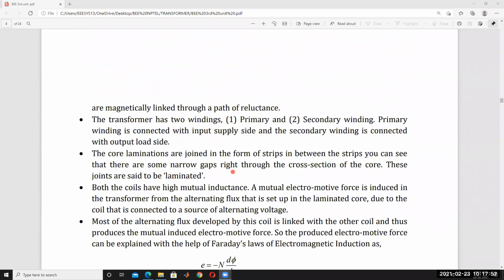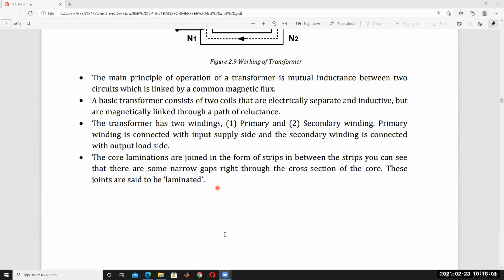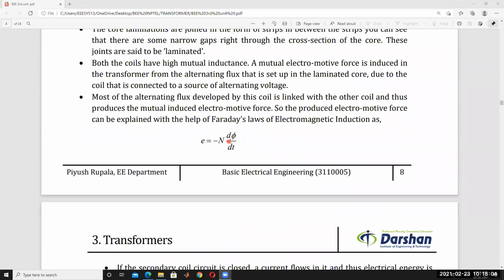Here phi is the flux linking the primary and secondary, and N is the number of turns. The minus sign is according to Lenz's law: the effect opposes the cause. You know well, effect opposes the cause. That's why this is indicated as a minus.